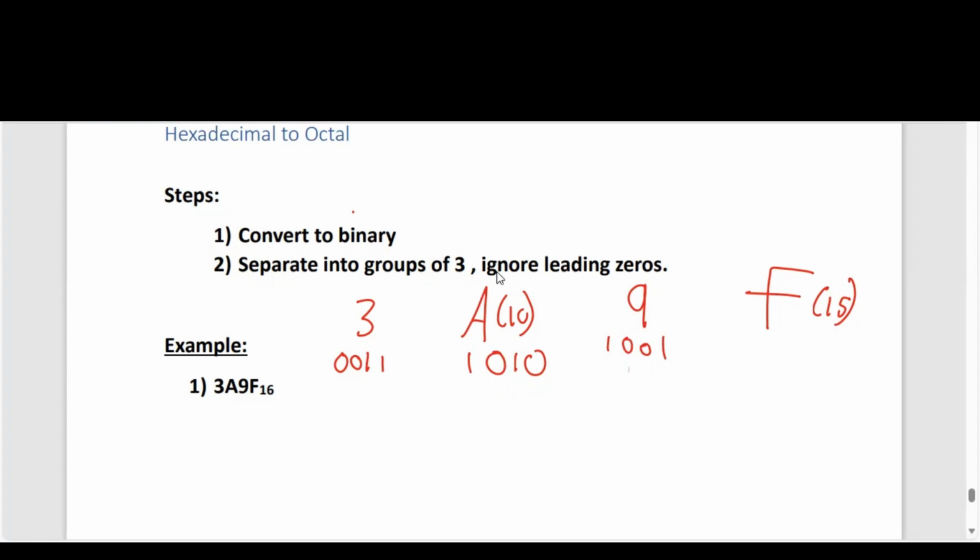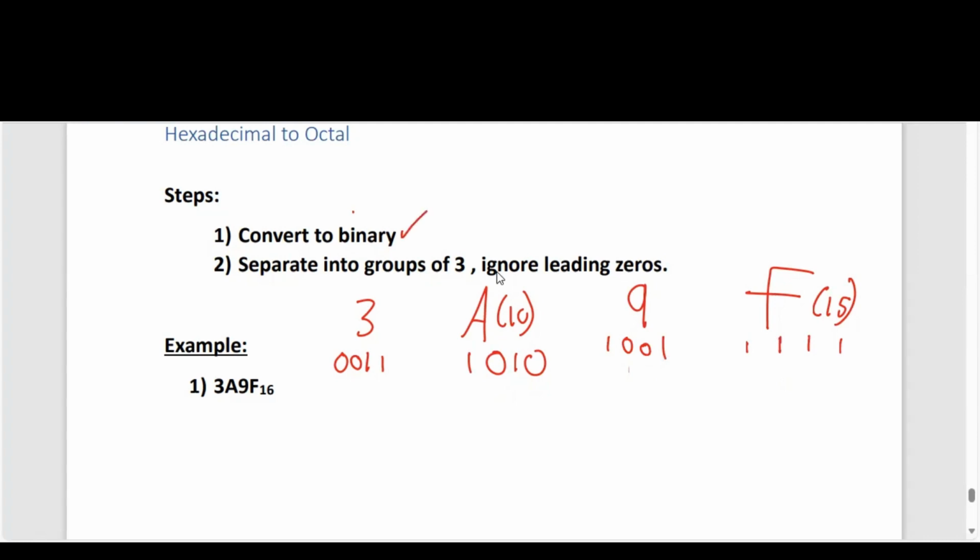And to get F, which is 15, so 1, 2, 4, 8, I'll need the 8. I'll need the 4. 12, 13, 14. So it'll be 1, 1, 1, 1, right? Fair enough. 1, 1, 1, 1. All right, so this is everything in binary.